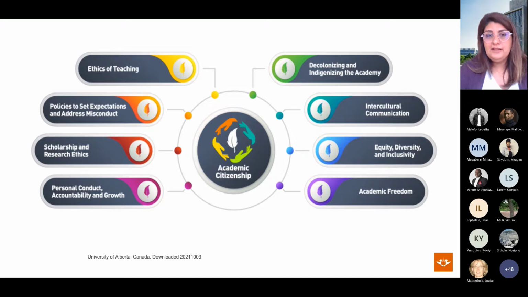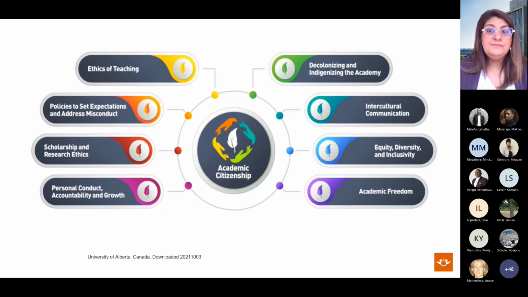It's a model that I would love to see us also develop or co-develop at UJ, where we can include internationalization under academic citizenship. And what I really like about this outline of what it means to be an academic citizen is the inclusion of key outputs and outcomes which relate very strongly to internationalization outcomes too.